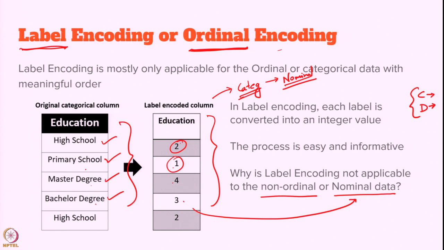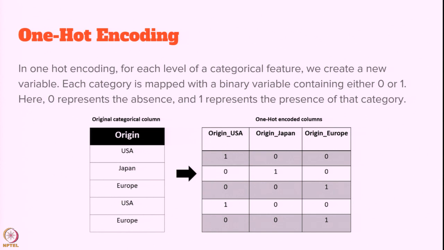Now what to do in that case? There are various encoding techniques which are used for nominal data, but we will discuss a few. The first one is one-hot encoding. Let us take this example, origin, which contains USA, Japan, Europe. Since we are not worried about ordinality here, it is just information. So we can convert this into columns. We have 3 distinct categories, so we will put 3 columns. USA is 100, Japan is 010, and Europe is 001.